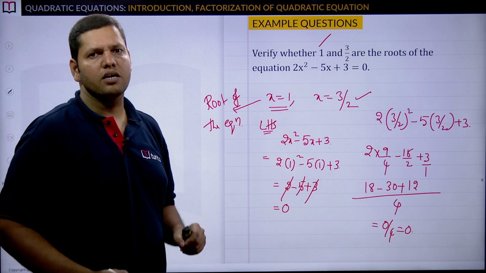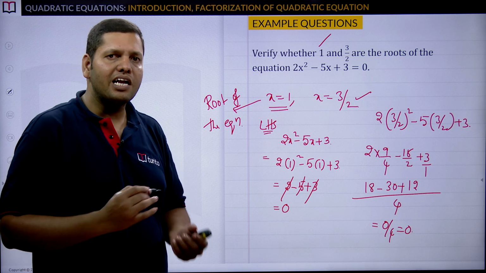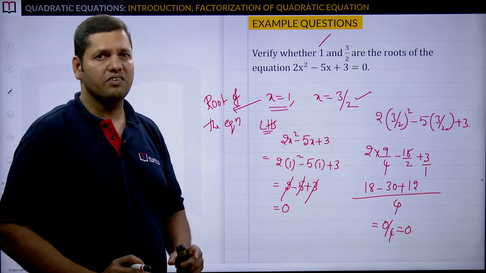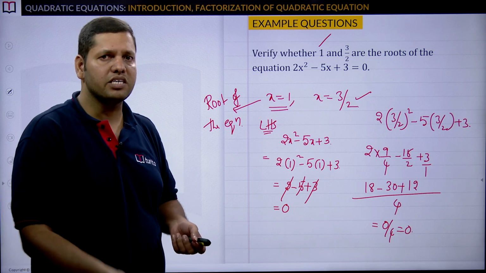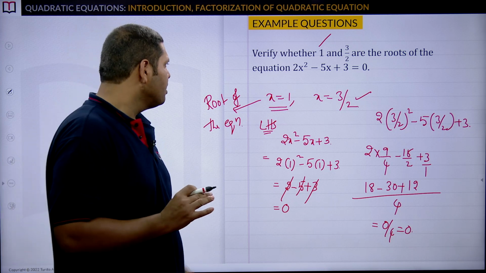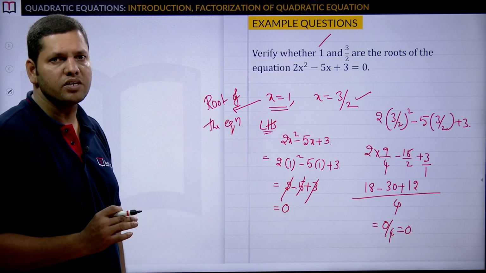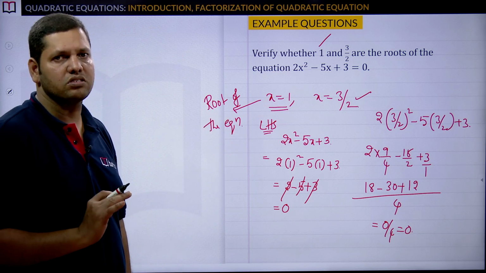It's very simple, children. Take the x value and substitute it in the given equation. If you get the LHS value and the RHS value both equal, or if you are getting 0 after putting the x value, then directly we can say it is a root, or a solution of the equation. Clear, children, everyone on this point, or any doubts?